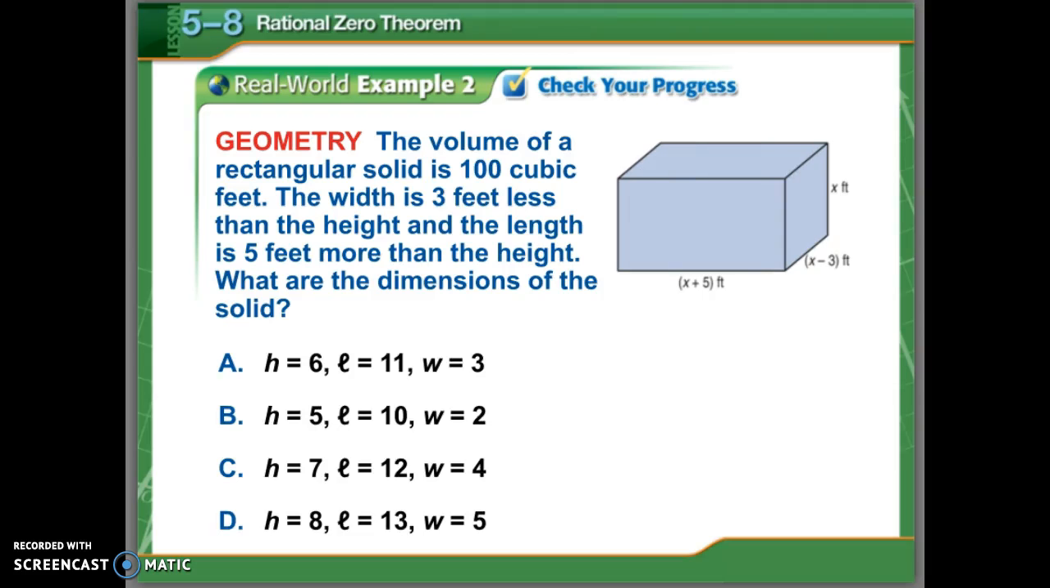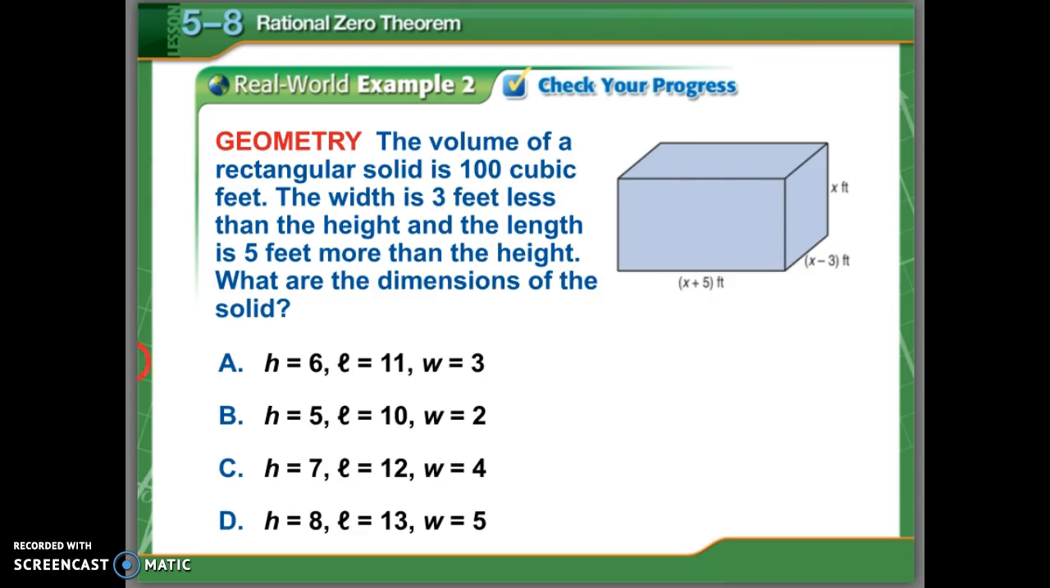All right, here's another real world problem. Basically the same concept. Work this out when you have your answer. Go on to the next slide. Okay, the answer this time is B.